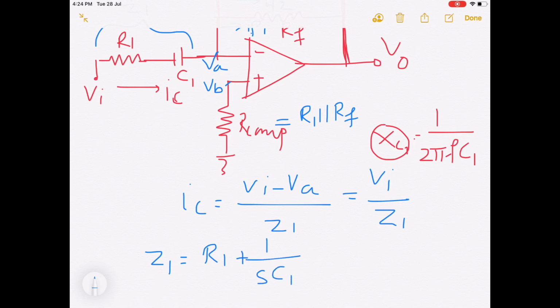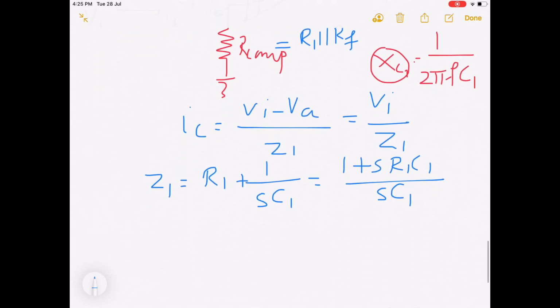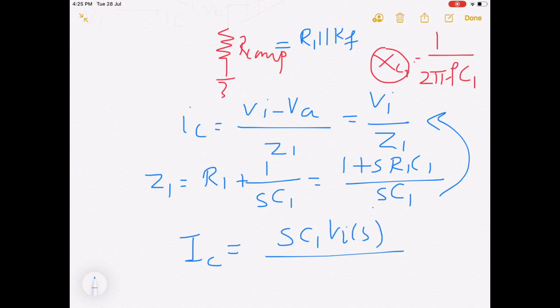In the frequency domain we are writing this. So solve this: (1 plus SR1C1) divided by SC1. Now the total current IC is equal to, putting this value in the above equation, SC1 VI(S) divided by (1 plus SR1C1).